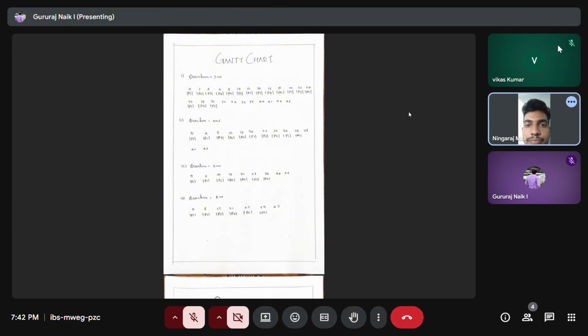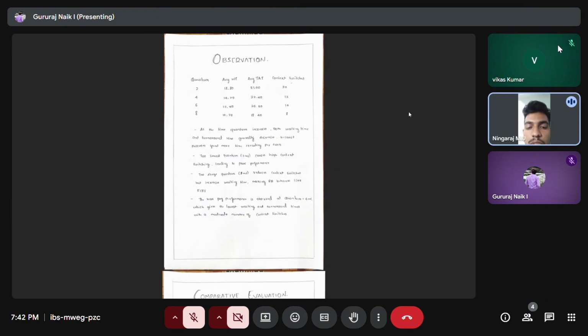Observation. My main observations were: a small quantum means more context switches. A larger quantum behaves more like FCFS, which stands for first come first serve. A medium quantum gives the best balance. Waiting and turnaround times steadily decrease until the quantum equals 6.